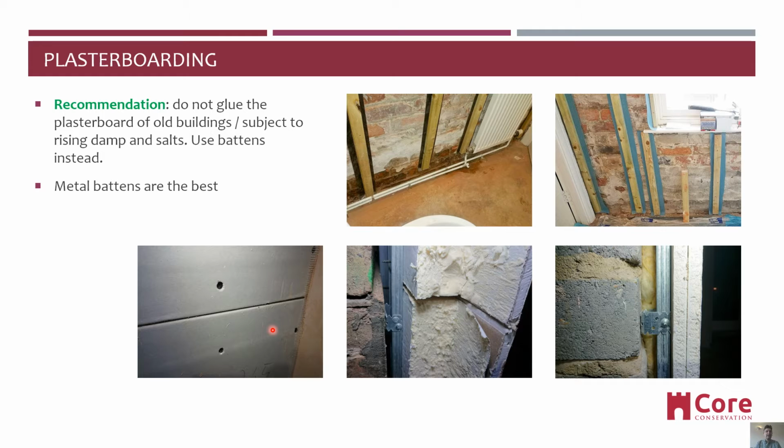Our advice is avoid dot and dab plasterboarding everywhere on the ground floor for an older building, and on external walls, even on the upper floor. Use galvanized steel or wooden battens.